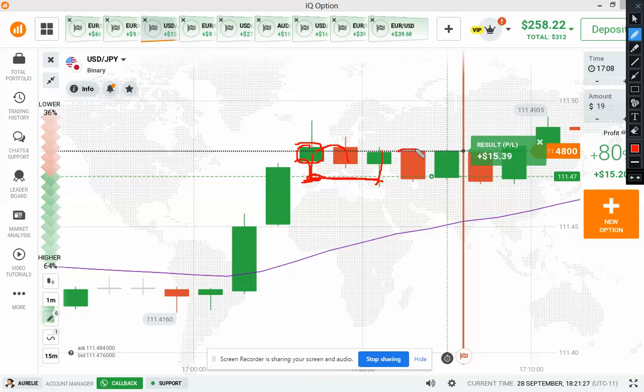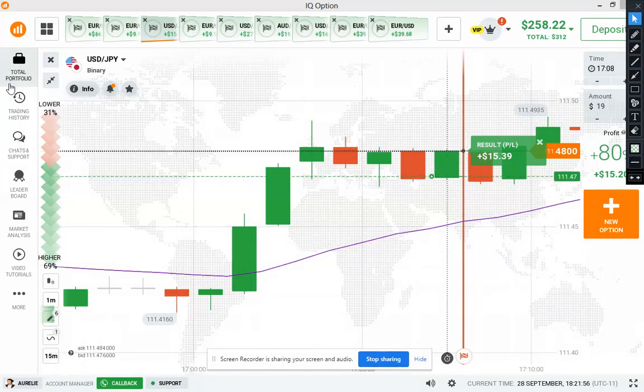So I saw this candle close near that level with small rejection. So I decided, okay, this would be an opportunity to go with a call option. So I decided to go with buyers on the next candle because it's at the same level. That is why I decided, okay, this is an opportunity for me to go with buyers. So that's why I placed the call option.